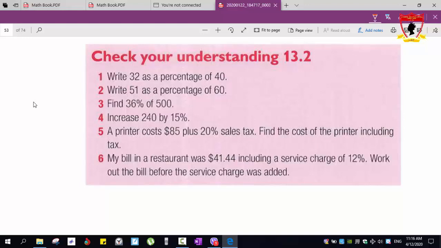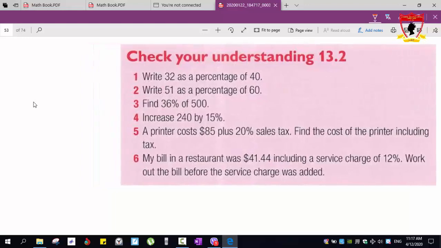Now, percentage. Write 32 as a percentage of 40. To do this, look, this question means which percentage of 40 is equal to 32? So we can say a number percent of 40 is equal to 32.